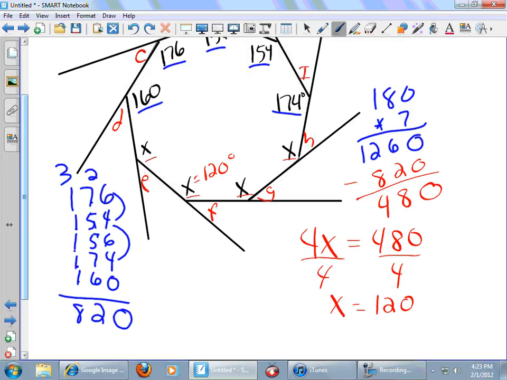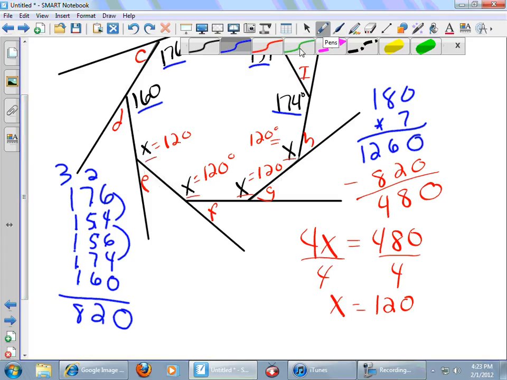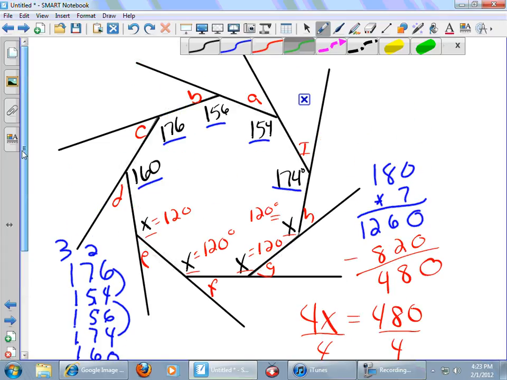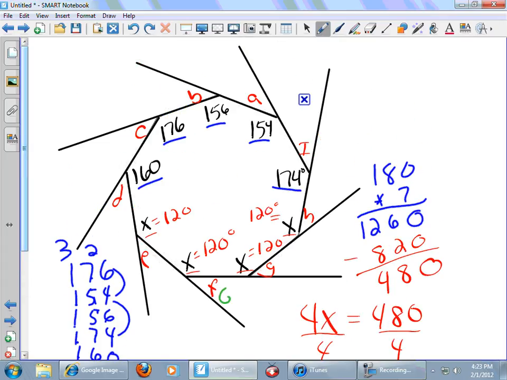Now that I know that all the x's are 120, I can go ahead and figure out the angles on the outside, or what we call the exterior angles. All right, so I'll do those in green so that they show up. All right, 60, right? This will be 60, this will be 60, this will be 6, this will be 26, this will be 24, this will be 4, and this will be 20, and this will be 60.